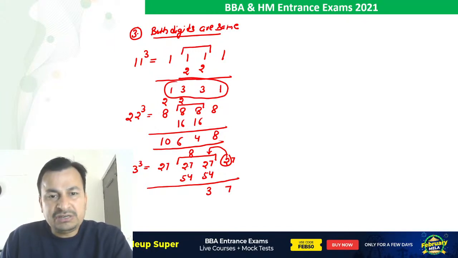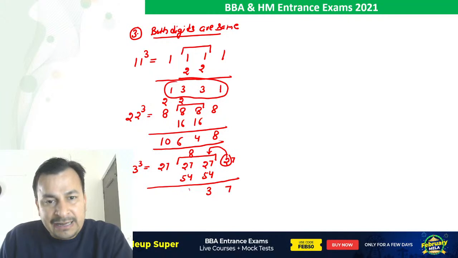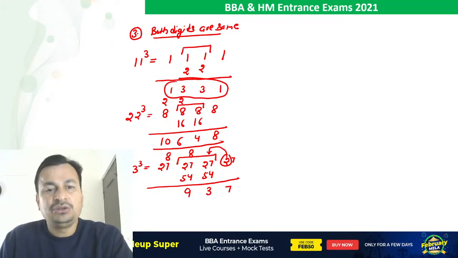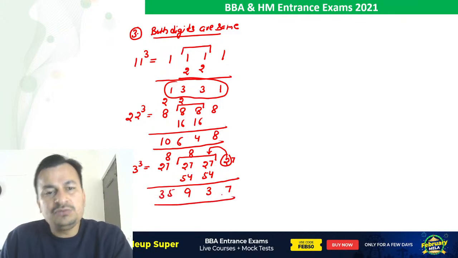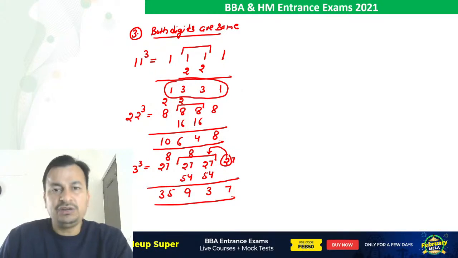So 8 plus 27 is 35, and 35 plus 54 is 89. So the 9 of 89 will come here and 8 will go as a carry. So 8 plus 27 is 35. So finally, what will be the cube of 33? Cube of 33 is 35937. I'll take one more example.